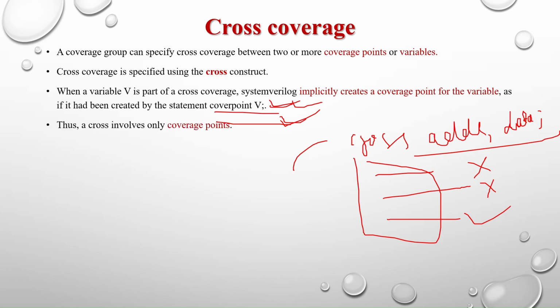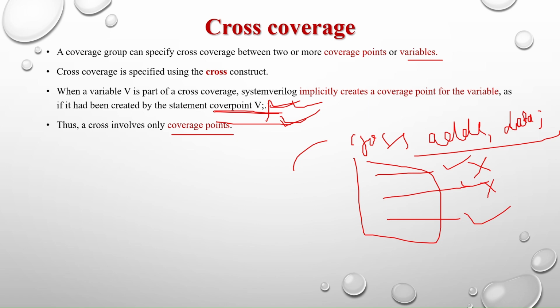That's why a cross involves only coverage points. We mostly write cross coverage between coverage points and not between variables. We can write it between variables, but this is what happens. It is not required, yet it still creates the implicit bins. So we mostly use cross coverage between coverage points. What is a coverage point? The cover point of a variable.